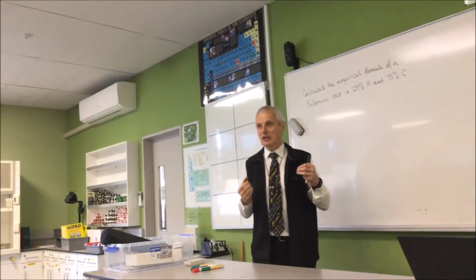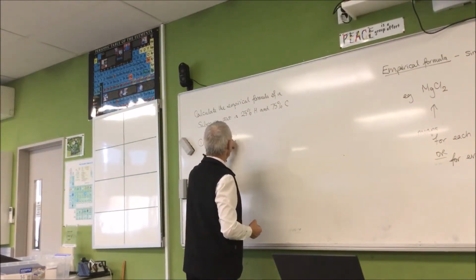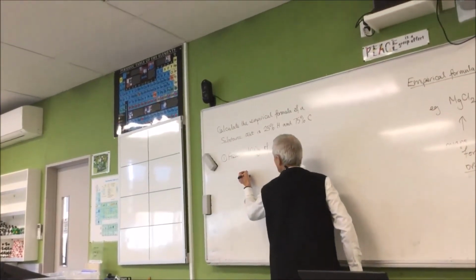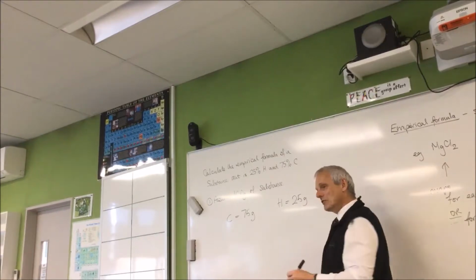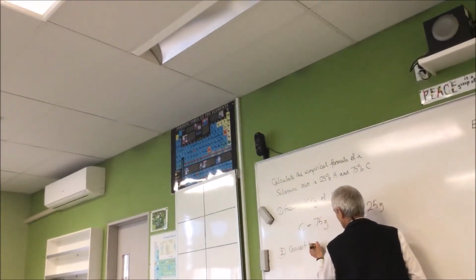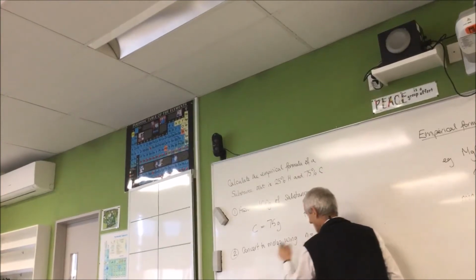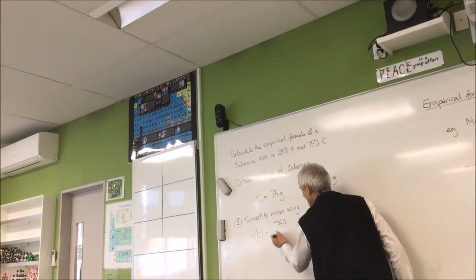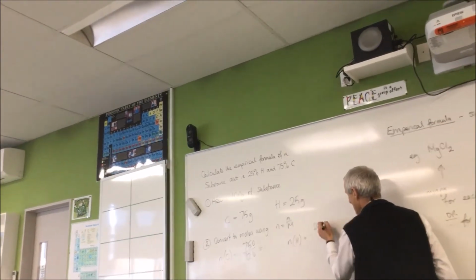Okay, so the first thing we need is to get a mass. So we assume 100 grams of substance. Yeah? Okay, so we've got C equals 75 grams, H equals 25 grams. Now we need to convert that to moles. And we've already looked at this. n equals little m over big M. So I'm going to put n of C equals 75 divided by 12.0, if somebody could quickly calculate that. And the number of moles of hydrogen is equal to 25 divided by 1.0.